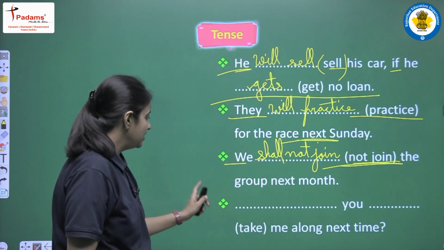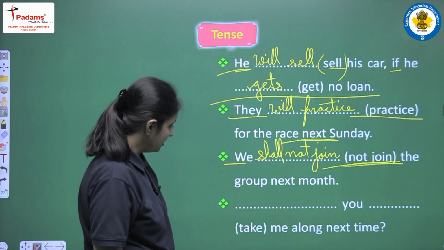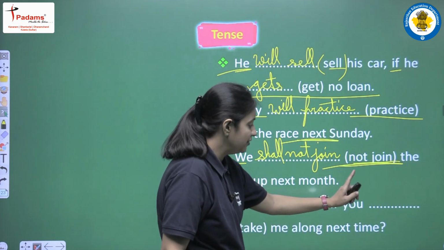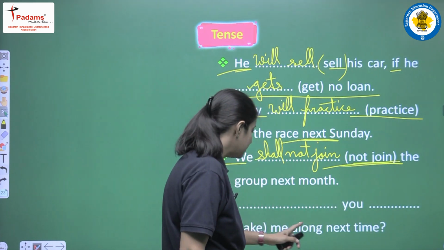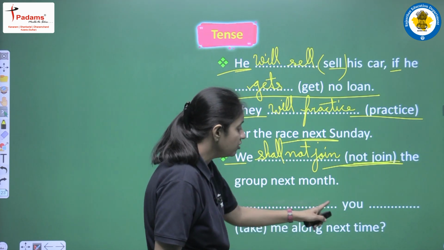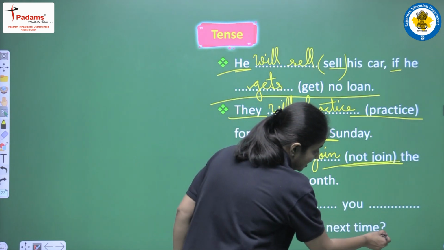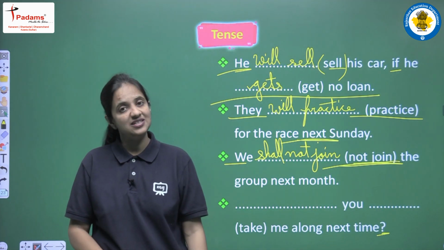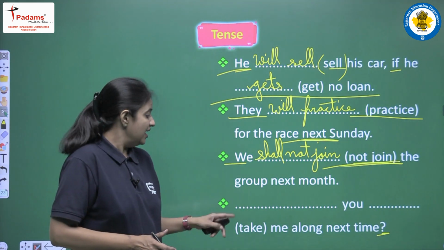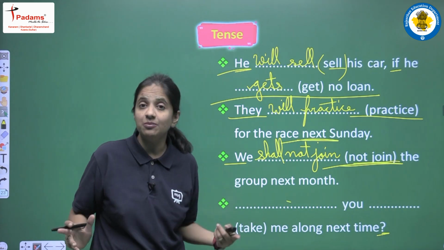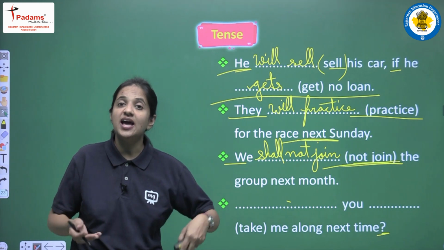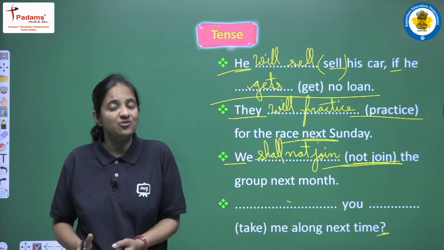Clear? The next example that we have is, in the beginning we have one blank, after that we have you, one more blank, then we have me along next time, and at the end of the sentence we have one question mark. It means this is an interrogative sentence, and in the beginning we have no WH word, no question word is given to us. It means we have to use a helping verb as a question word, right?